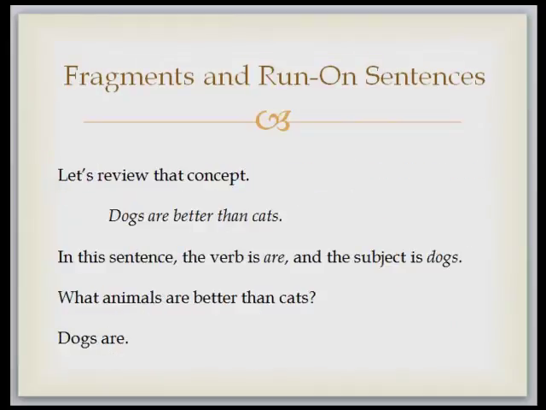So let's look a little more at that concept before we move forward, right? In our example here, we have "dogs are better than cats." Remember, in this sentence, the verb is "are," and the subject is "dogs," right? So which animals does this sentence claim are better than cats? Well, dogs are. You may not agree with this sentence. However, that's the claim that's being made. Dogs, being the subject, are, being the verb. Dogs are, and then what are dogs? Well, they're better than cats. See how that works. It's a relatively simple sentence, but we have to understand those concepts.